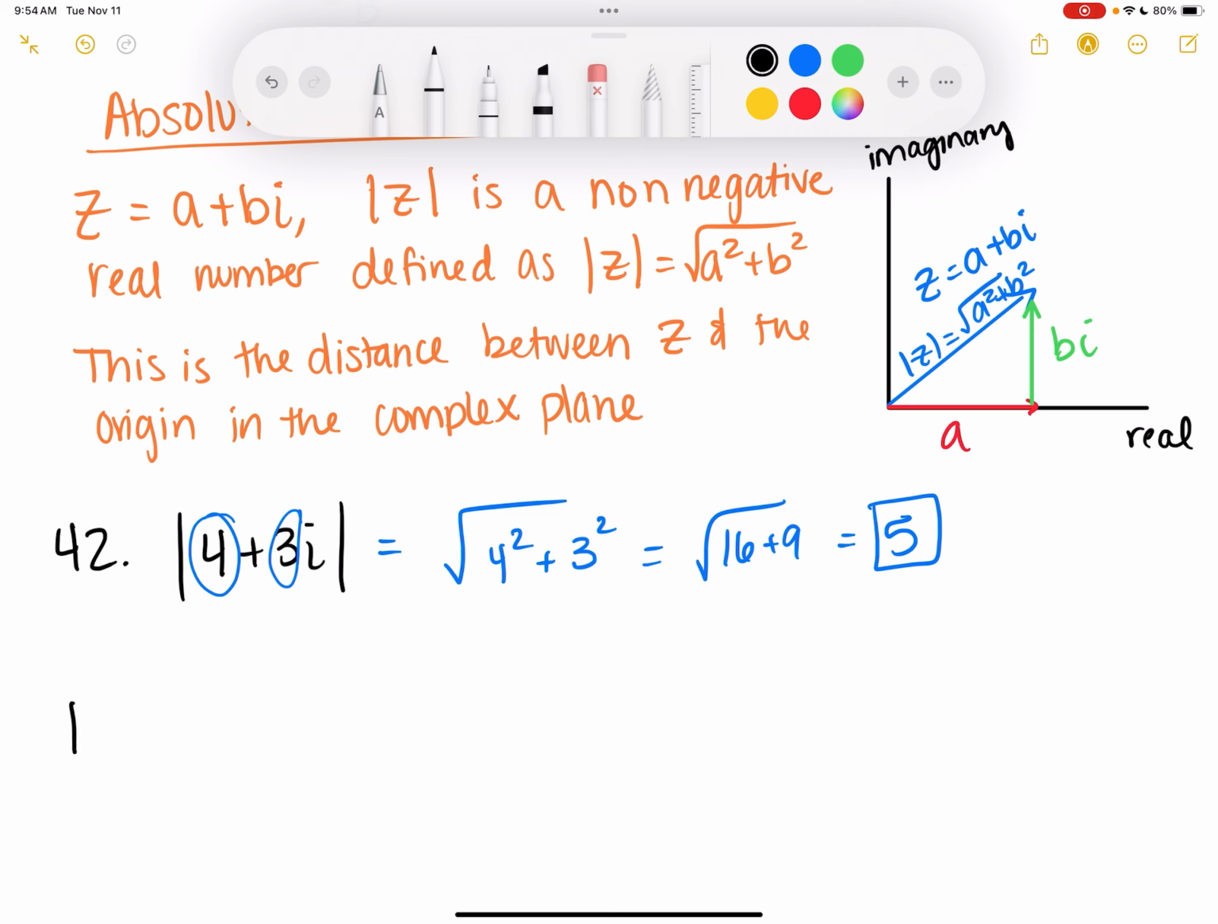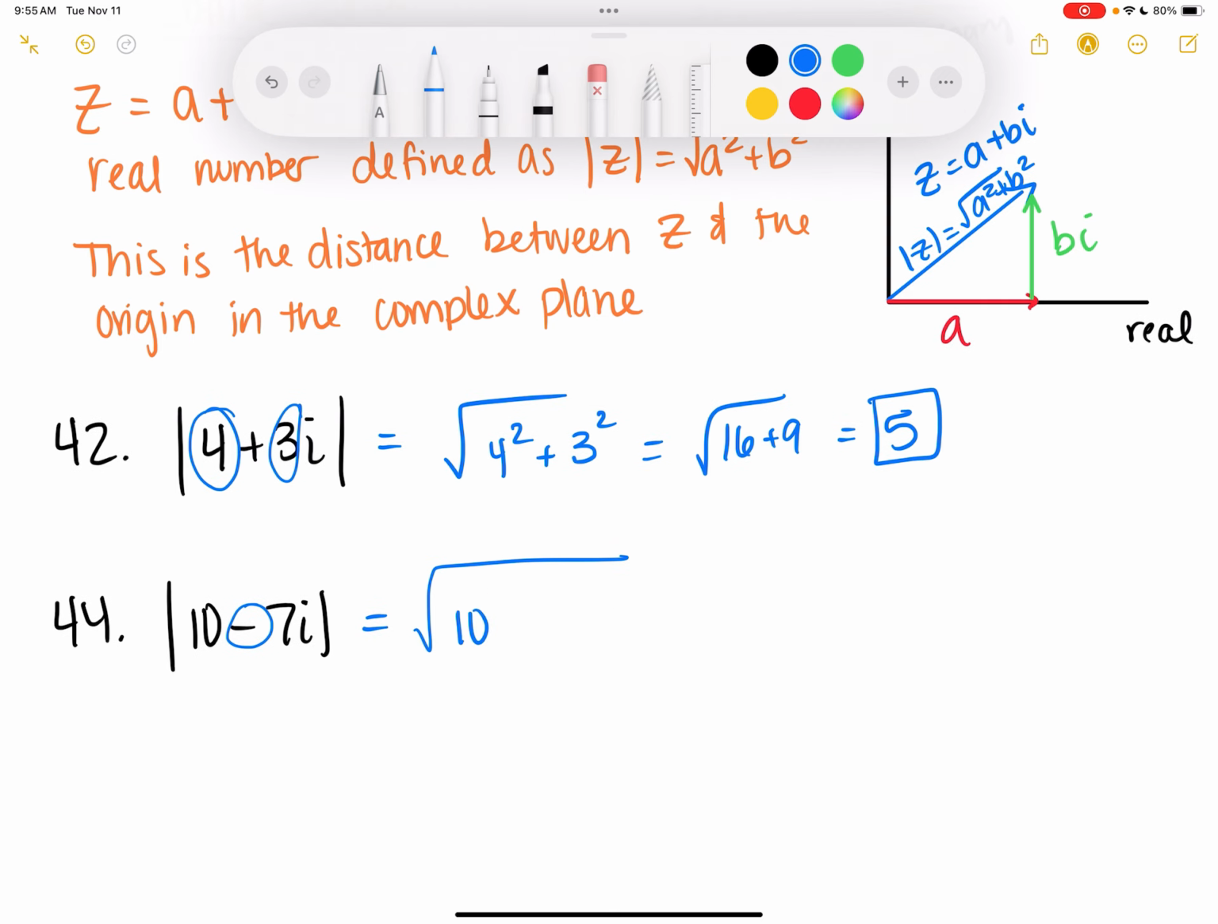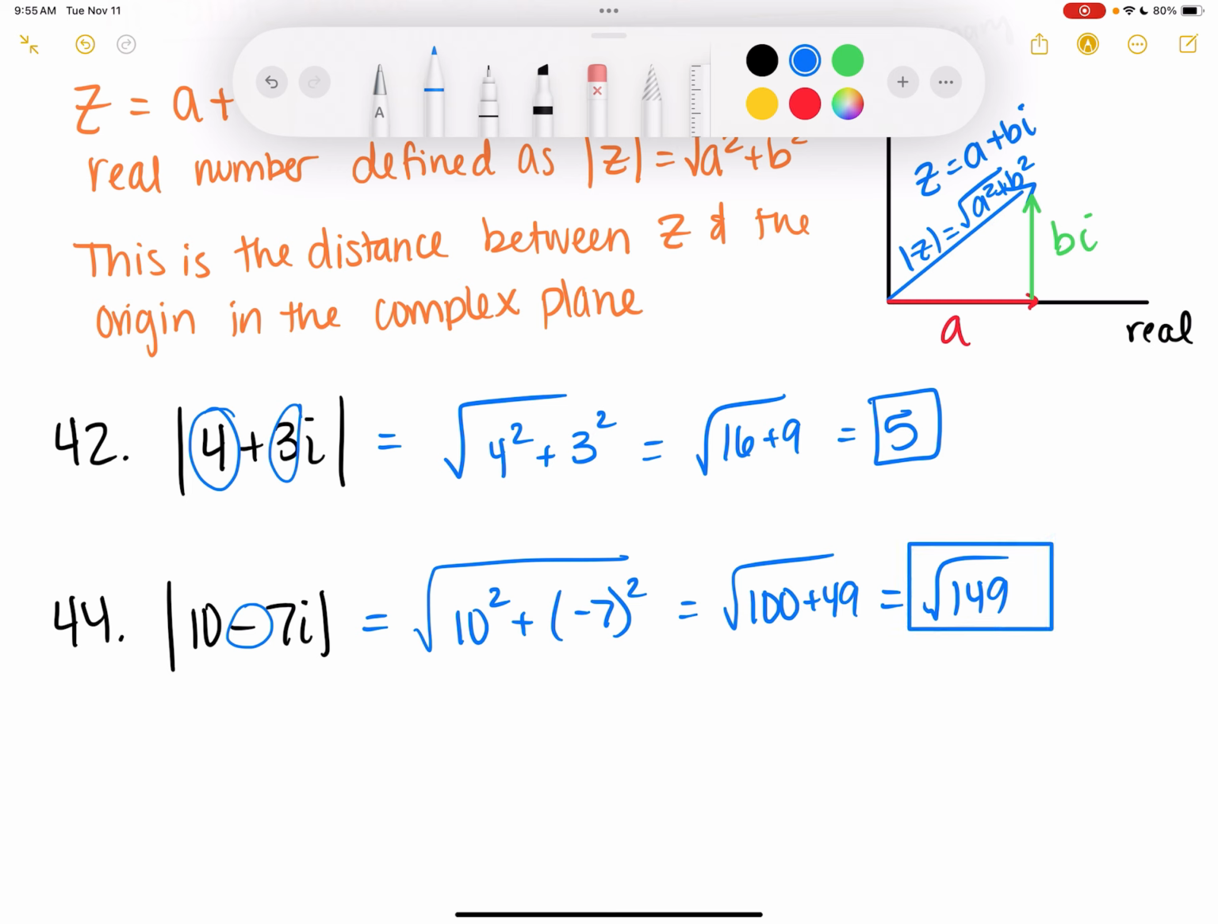44. The absolute value of 10 minus 7i. So when I do this one, obviously I have a negative sign in here. I'm going to put that with it. It's being squared, so it's not the end of the world if you forget. But I've got 10 squared plus negative 7 squared. So the square root of 100 plus 49 is just the square root of 149. I don't know if that can be broken up or not. I don't think it can. 2 doesn't work, and I don't think 3 does. Sometimes I just give up after that. I'm just going to leave it. It's fine.